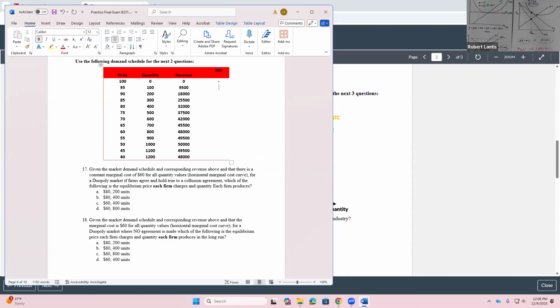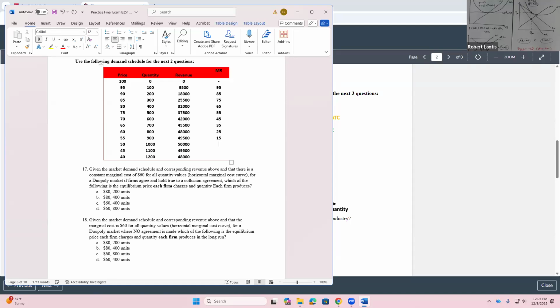I could go ahead and calculate that. So here, 0 to 9,500, my changes in quantity are always 100. So 9,500 divided by 100 would be 95. Right? And then what's the change in total revenue here? 8,500 divided by a change in quantity of 100. This would be 85. Now, I could keep doing that.